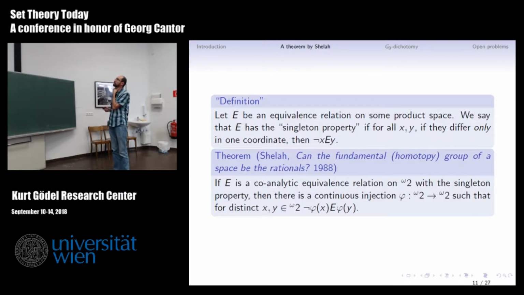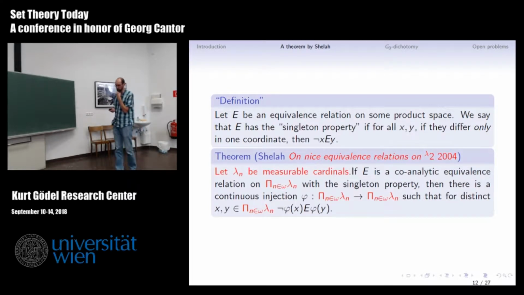And Scheller proved in 1988 in a classical case that if E has this property, then we are in the second case of the Silver dichotomy. So there is a perfect set of classes. I don't know how well known this is, because it's in a paper that is completely outside this topic, but it's there. Actually, Scheller managed to improve this to the generalized Hilbert space. Starting with lambda a limit of measurable cardinals, if E is a lambda coanalytic equivalence relation on this new space with this property, then again, second part of the Silver dichotomy. So we have a perfect set of different classes, a perfect set of inequivalent elements.